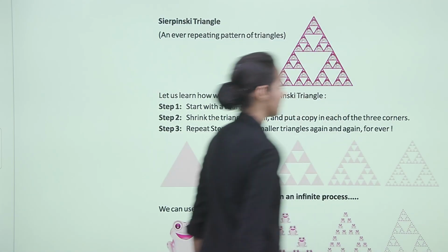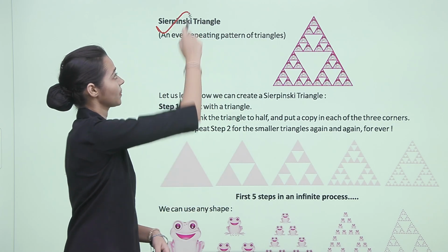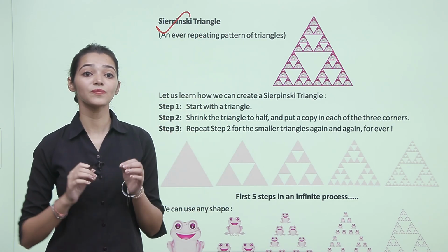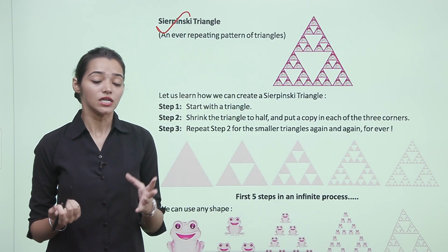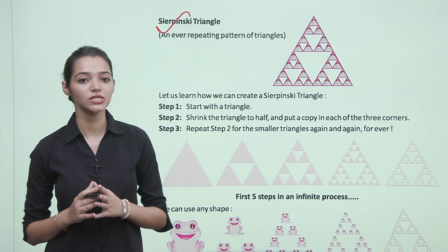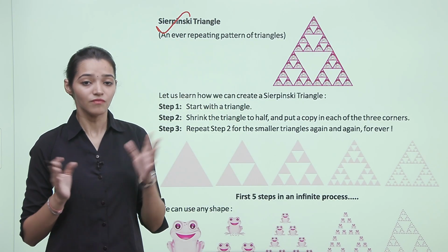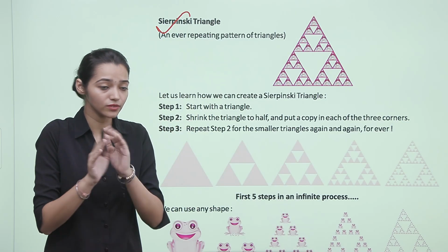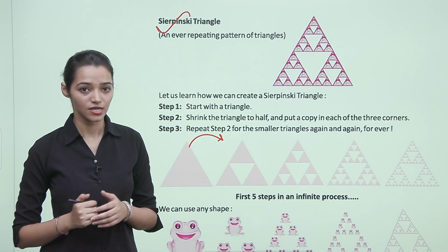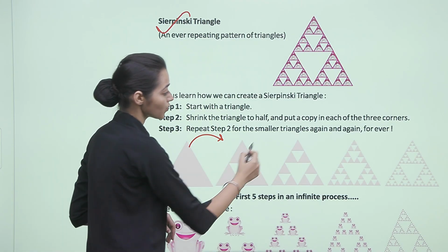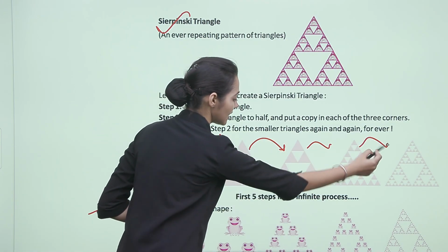Now next is our Sierpinski triangle, an ever repeating pattern of a triangle. Let us learn how to create a Sierpinski triangle. Now we will start with the triangle. We will shrink the triangle to half and put a copy in each of the three corners. Now we will repeat step 2 for the smaller triangles, and again and again and forever.